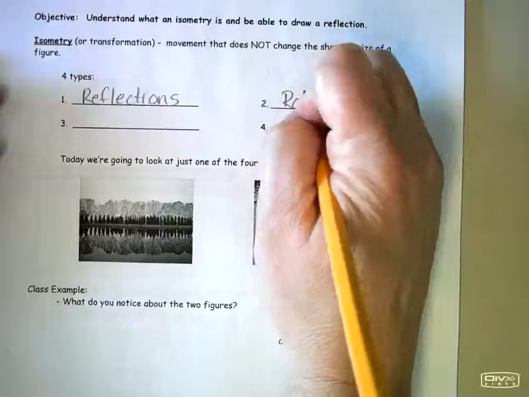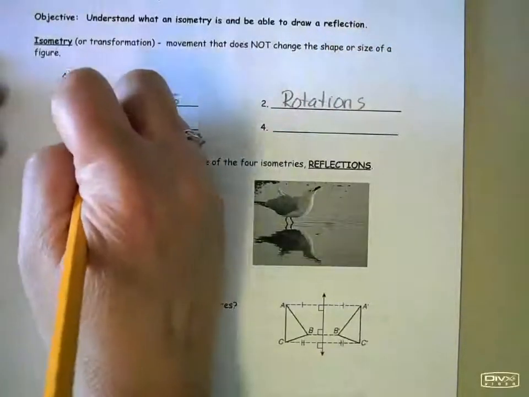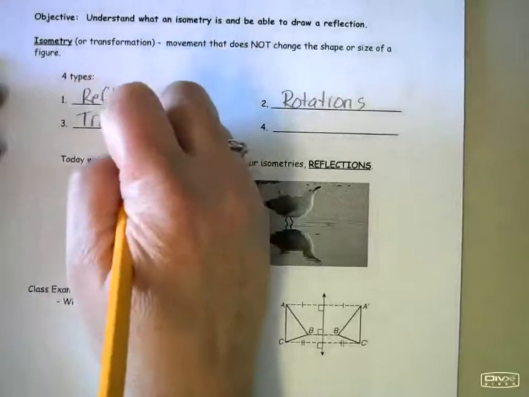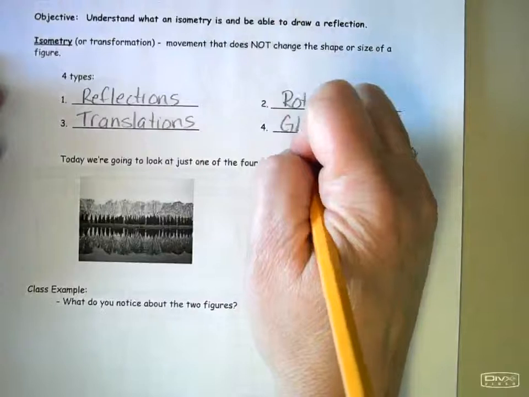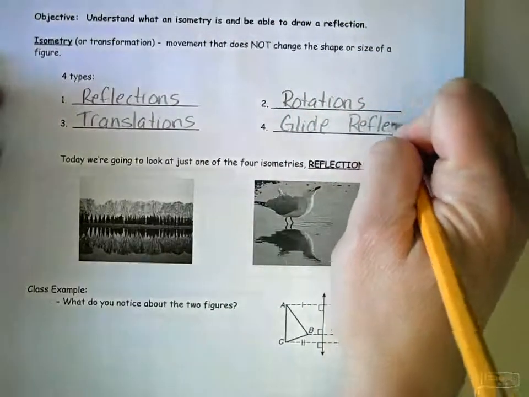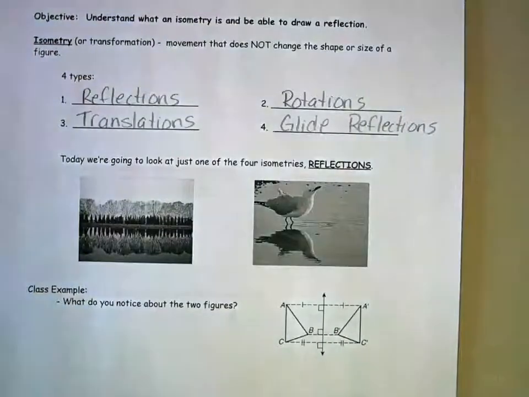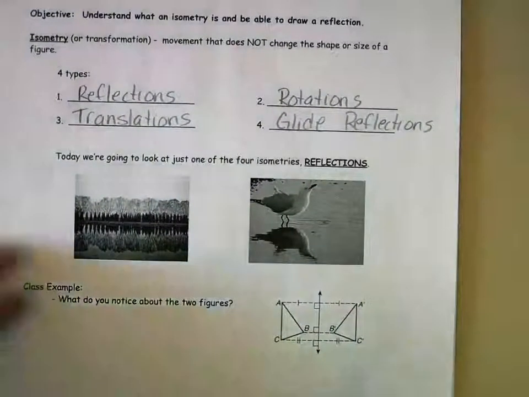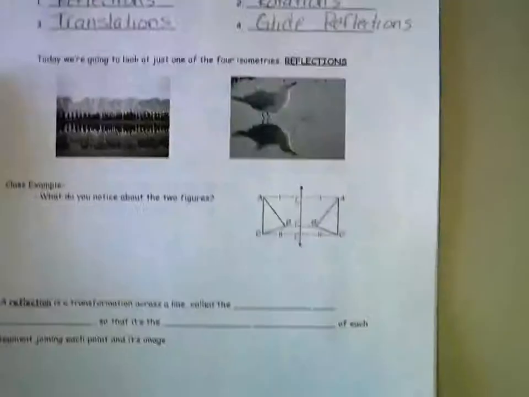We have rotations. We have translations, which is a slide, and then we have glide reflections. So four different types of isometries: reflections, rotations, translations, and glide reflections. Today we're going to look at reflections, and we have some nice pictures of reflections for you.